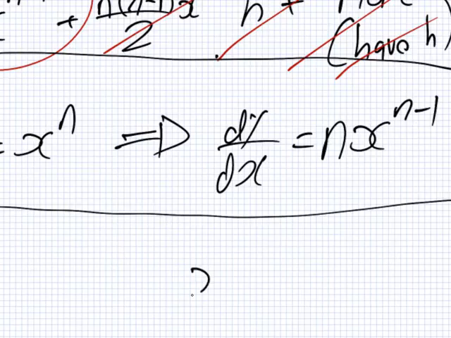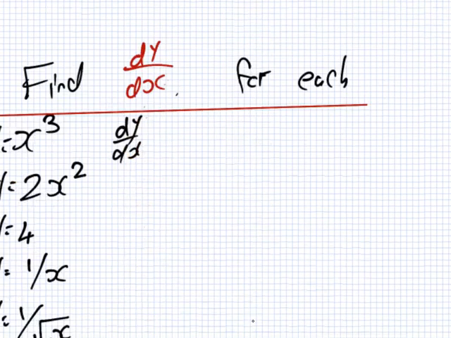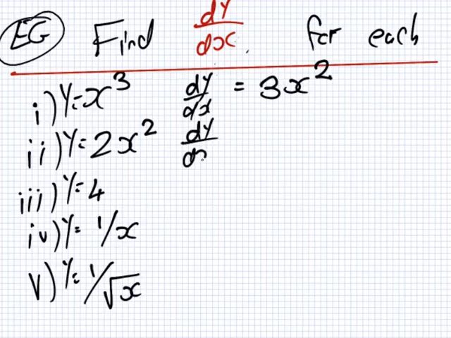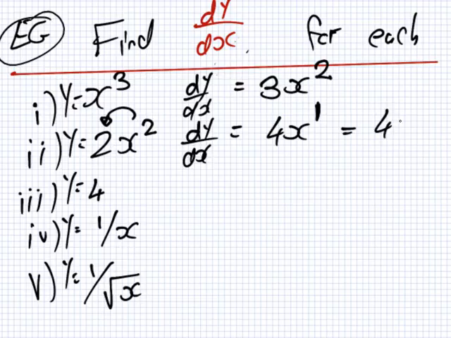So, if you have a power, it just means bring it down and take 1 away from it. So this one here would be 3x squared. The power comes down and you take 1 from the power. So that's an easy one to get started with. So write that answer down. Let's have a look at the next one. So we have here dy/dx. It'll be 4x to the power 1, because the 2 comes down. 2 times 2 is 4. And then you take 1. So in other words, the answer is 4x.